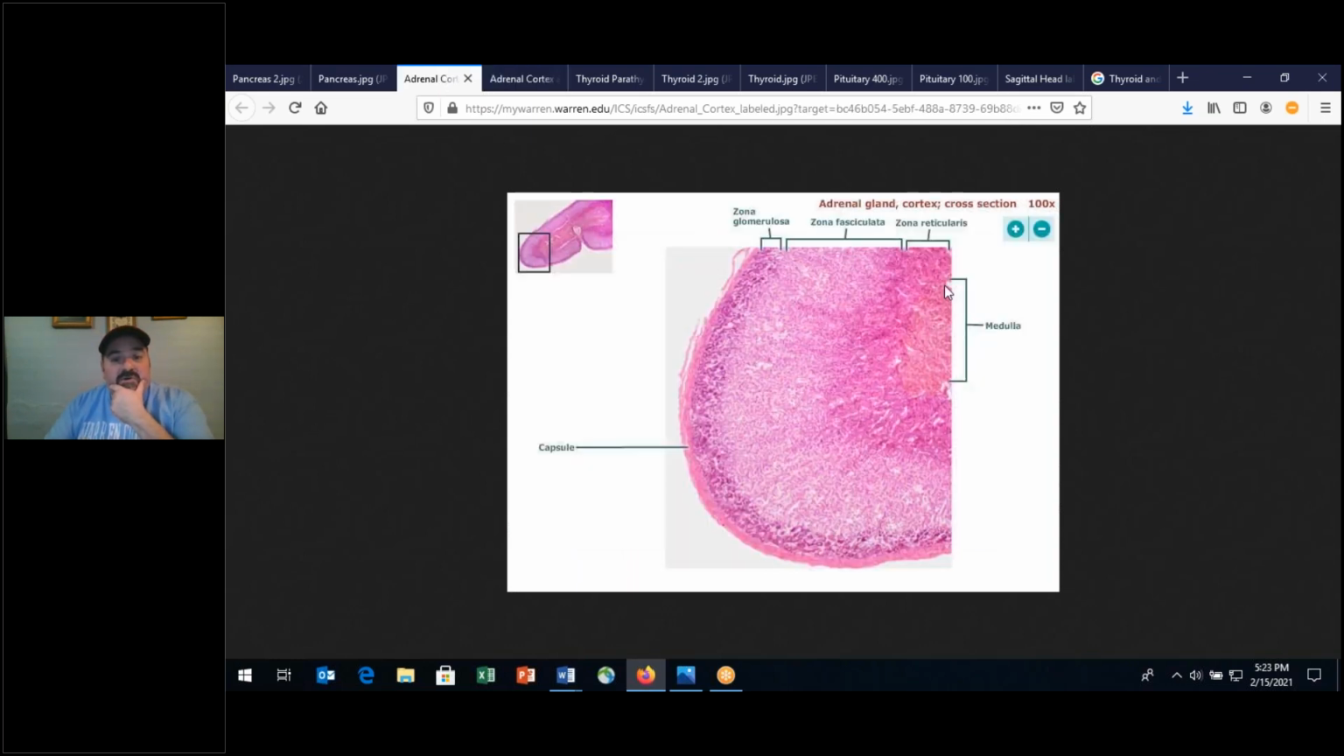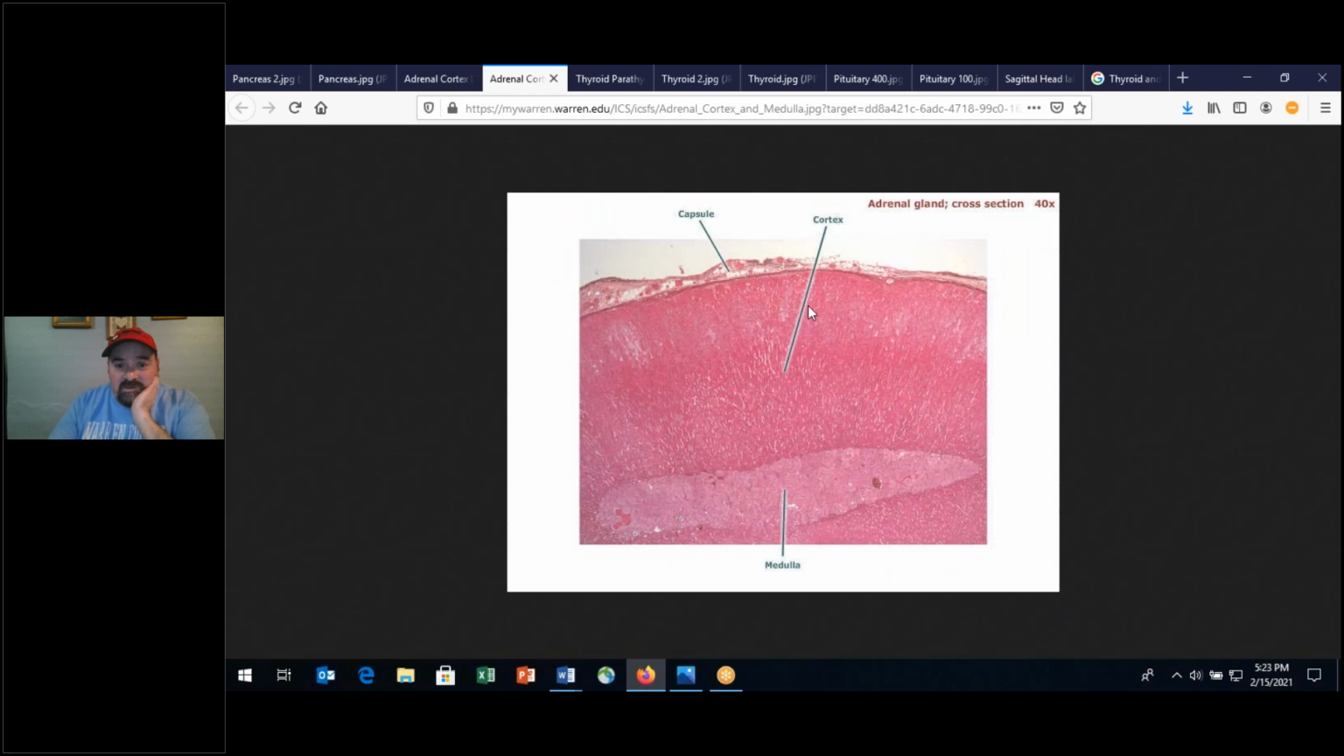Yeah. So there are zones, there are levels, there are areas within this cortex, okay? There are zones, there are levels within the cortex. There's the glomerulosa, reticularis, and the fasciculata, glomerulosa, fasciculata, reticularis.